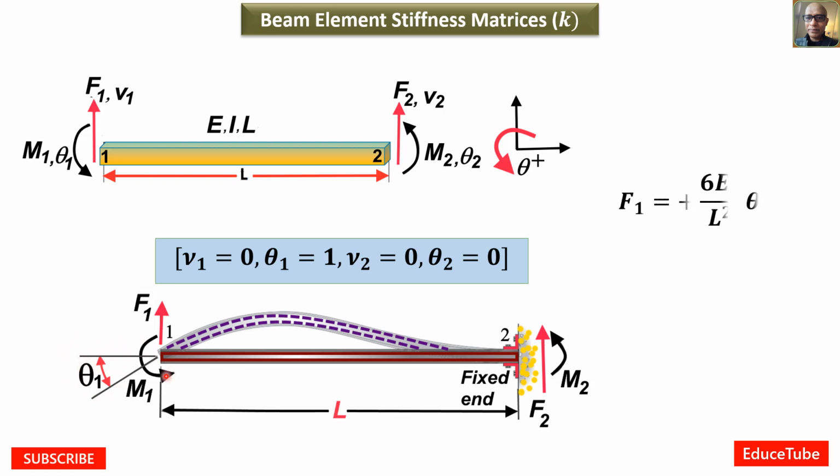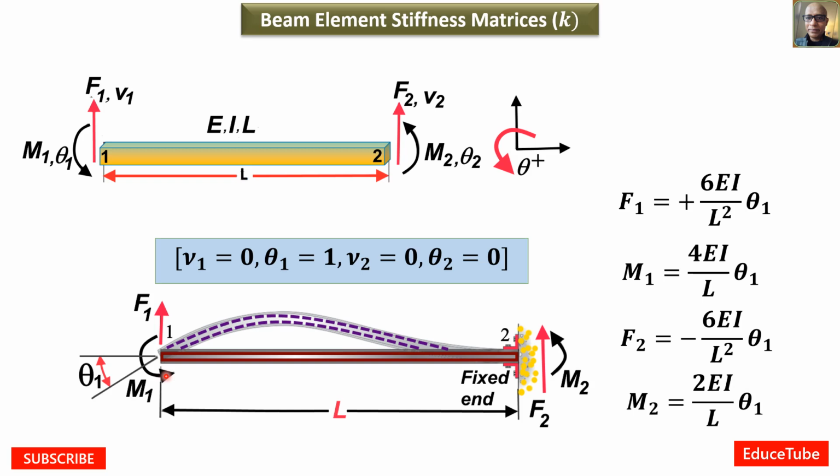So what is the value? The values will be like this: F1, then we get M1, then F2, then M2. Here if we look, we can see that M1 we got 4EI over L, but here it will be half, so 2EI over L. Now adding these two, M1 plus M2 divided by L, we get this F1. And in the same way, this plus this divided by L, we get F2.